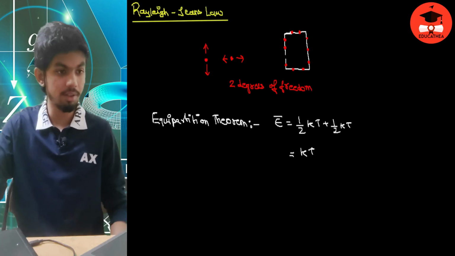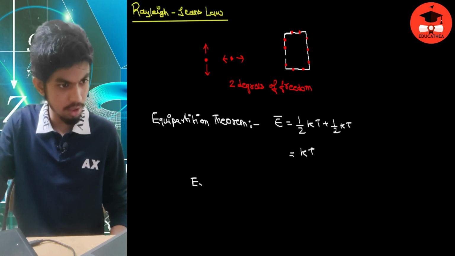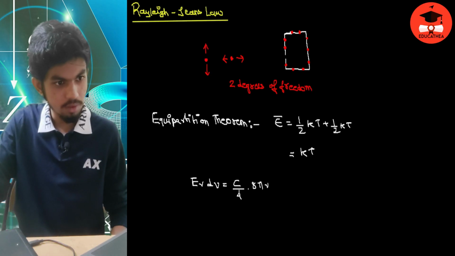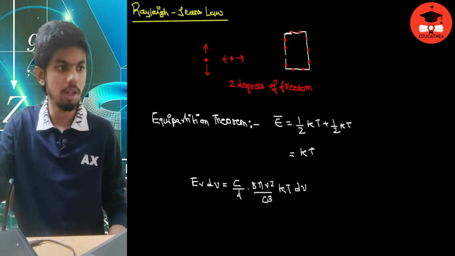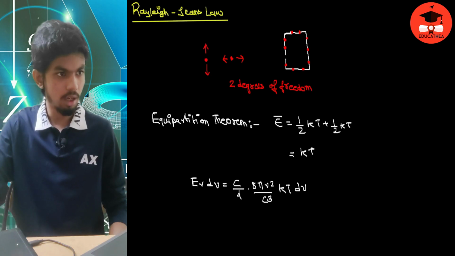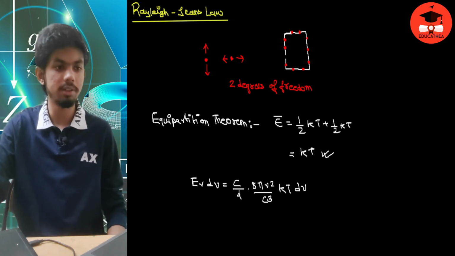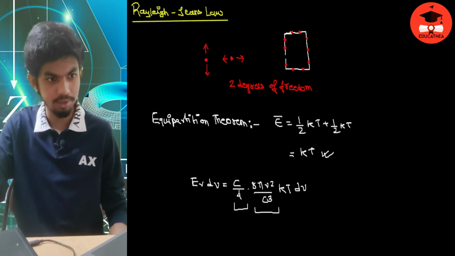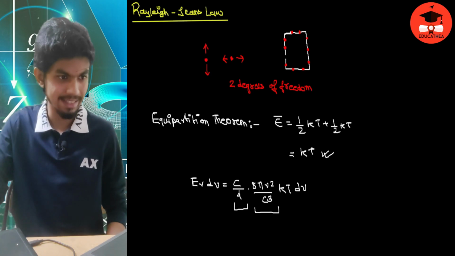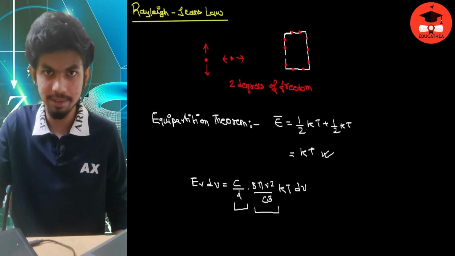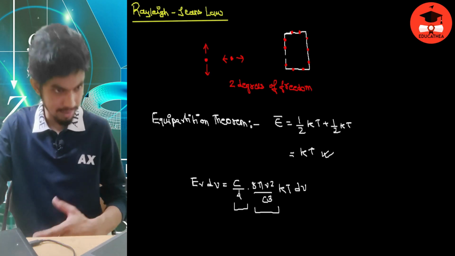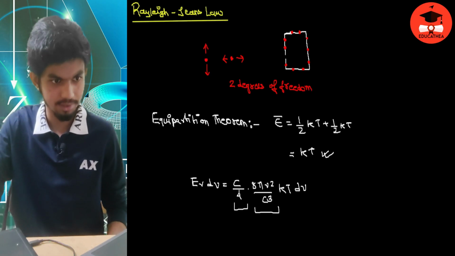Now if you put this in the original picture, then E nu d nu becomes c by 4 into 8 pi nu square by c cube into kT into d nu. Now this is called Rayleigh Jeans Law because Rayleigh originally gave this calculation, but then it was Jeans who fixed these constants in the calculation. Rayleigh made some mistakes in getting these constants, but then Jeans fixed them. So it is called Rayleigh Jeans Law in totality. So the Rayleigh Jeans Law looks like this, whatever I have written here.